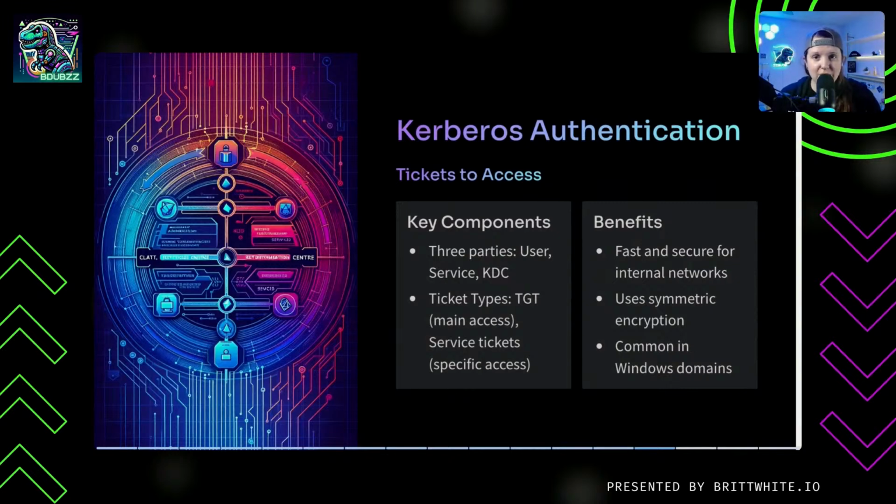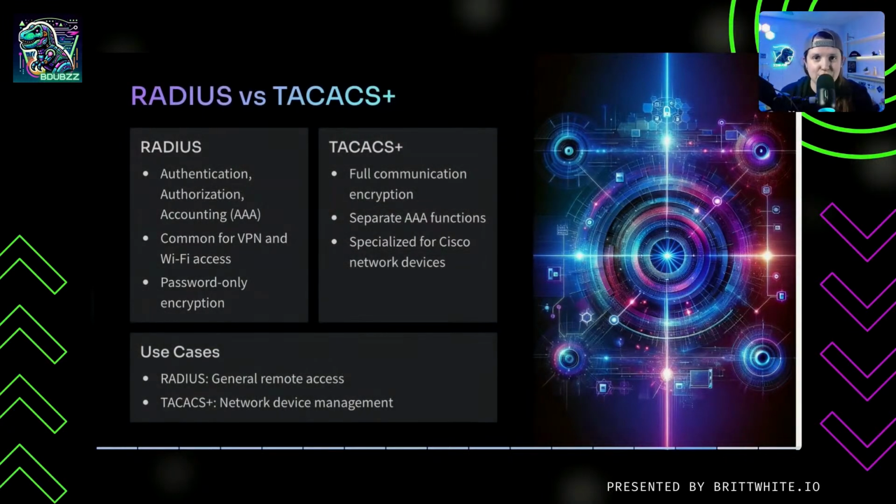Now, I want you to think of Radius and TACACS Plus as two different types of security guard services for your network. They both protect your remote access points, but they work differently. Let's start with Radius, which is an acronym for Remote Authentication Dial-In User Service. This is the more common choice for remote access security, and it handles what we call the 3 A's of security: authentication, authorization, and accounting.